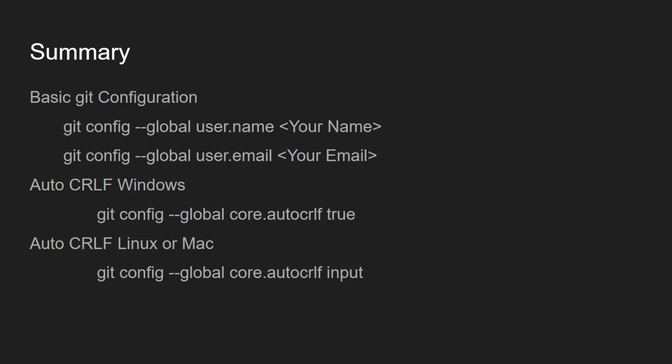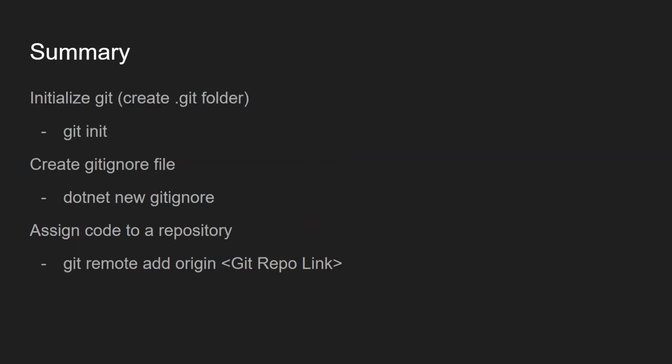And to add autocrlf for Windows, you just put it as true, and for Linux or Mac, just put it as input. So to set up Git, just key in git init, and to add a .gitignore file, provided you have the .NET SDK, use dotnet new gitignore. And to add the repository, key in git remote add origin and then your GitHub link or whichever you use. So that's it for this video.